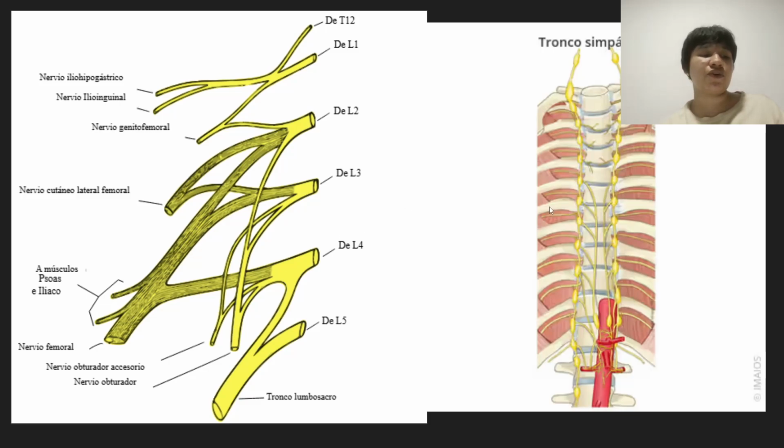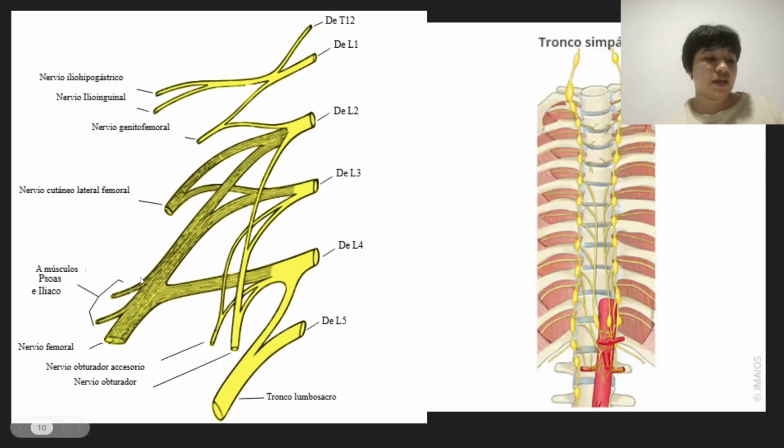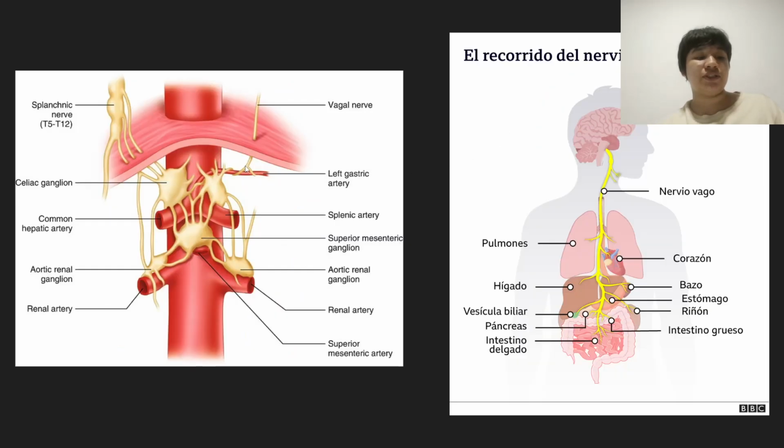Finally, we cannot forget the autonomic nervous system. The abdomen receives parasympathetic fibers through the vagus nerve, and sympathetic fibers through the sympathetic trunks and the aortic plexus, which regulate the activity of the viscera.